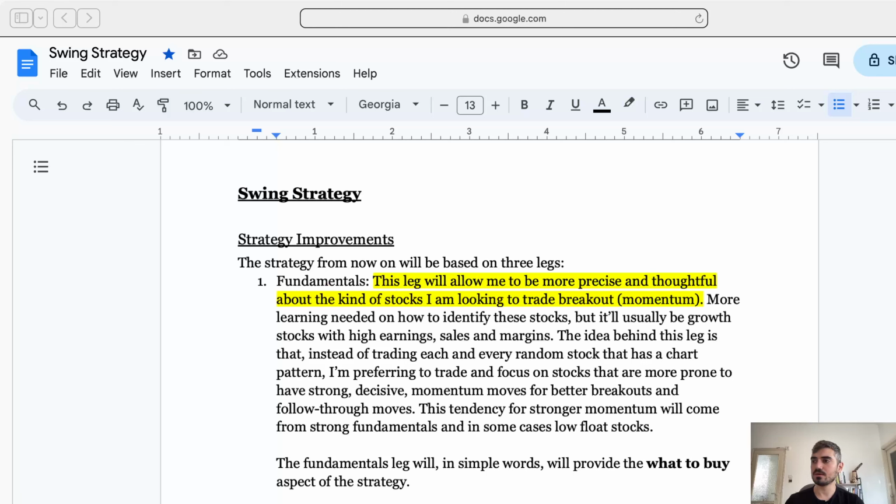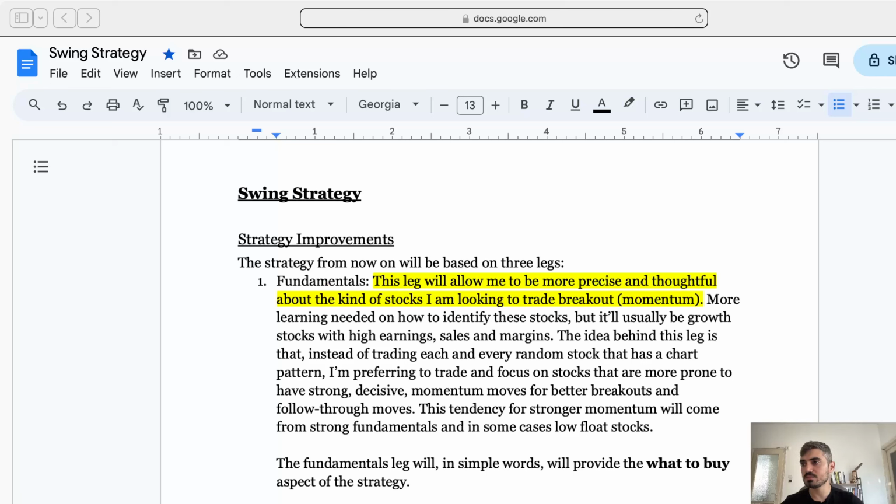And I'm going to pay attention once again to several statistics, which will be high growth on margins, high growth on earnings and sales. Because these are stocks that the institutions are usually willing to buy in large quantities, and this immense, massive buying leads to a long, strong, and protracted move to the upside. So this is the fundamental leg of the strategy.